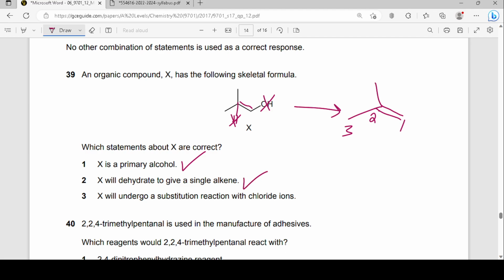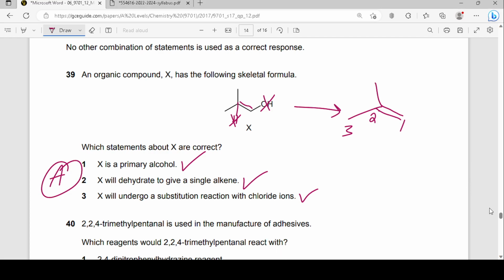Anyways, X will dehydrate to give a single alkene. Yeah, so that's the single alkene, methyl propene, and then X will undergo a substitution reaction with chloride ions. I mean, yes, because there's that OH group, so it can undergo a substitution reaction with chloride ions, definitely. I would say that's right. If I had, like, a DC5 or something, I suppose. So yeah, A is the correct answer here.